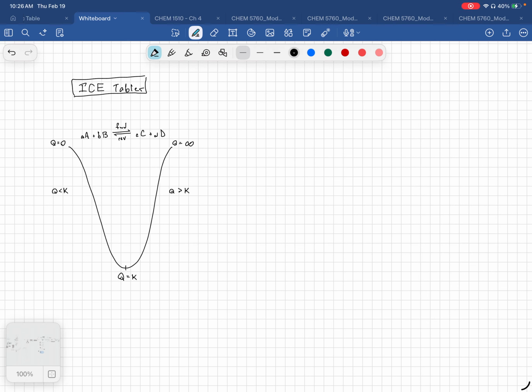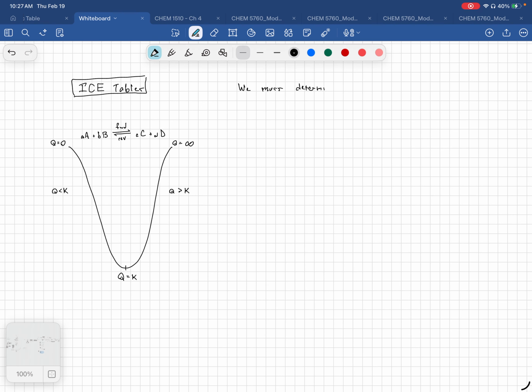Hello. In this video, we're going to continue with Chapter 17. In a previous video, we looked at solving equilibrium calculations, and we specifically focused on situations where the system was already at equilibrium, and we were trying to find missing information, either an equilibrium concentration or maybe the K value for that particular reaction.